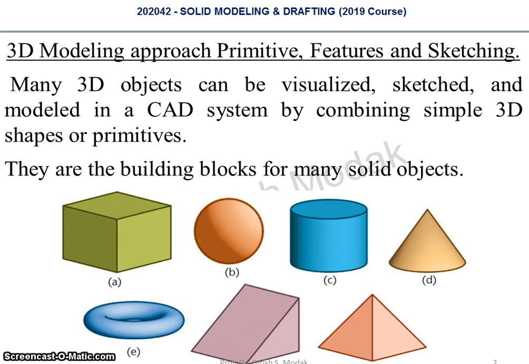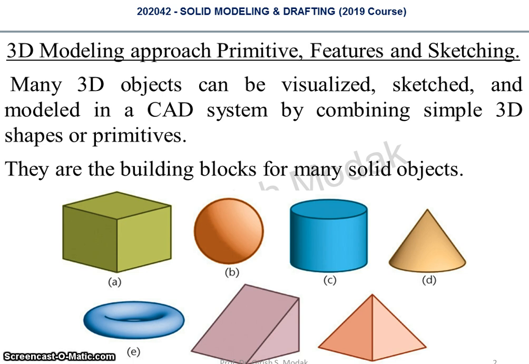You will find that the objects which are available in the market are made up of some of the shapes which you will find on the screen. There you will find shape A is cubical, B is spherical, C is cylindrical, D is conical, E is ring shape. The next is F, which is nothing but a prism, and the next is G, which is a pyramid.